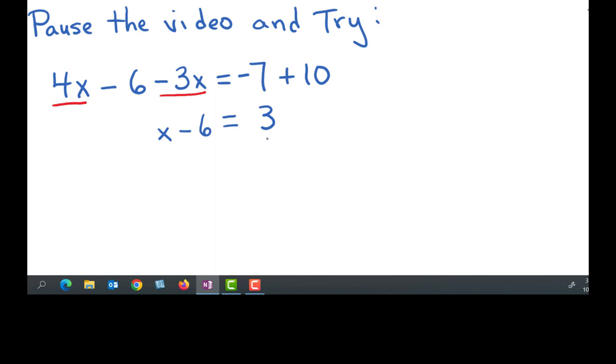And now it's only a one-step solve problem. So you're going to go on the side with the variable, and you're going to add a 6 to both sides. It's subtracted. So you're going to add. This one cancels. Leaves us x equals 9.